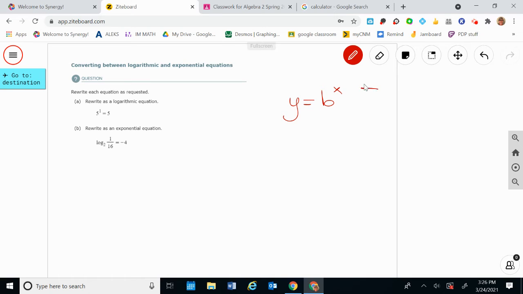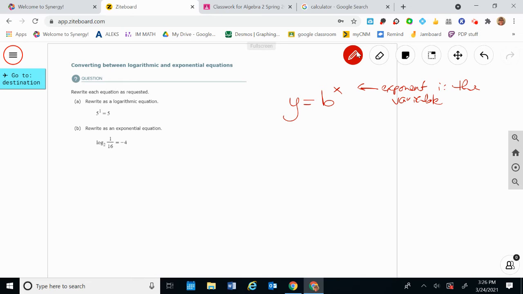Okay, notice this is what makes it an exponential equation. The variable is in the exponent. Okay, the variable is in the exponent. That's what makes this an exponential equation. Okay, the base can change. B stands for base, and y, of course, is just the value of the function. All right, so we understand this.